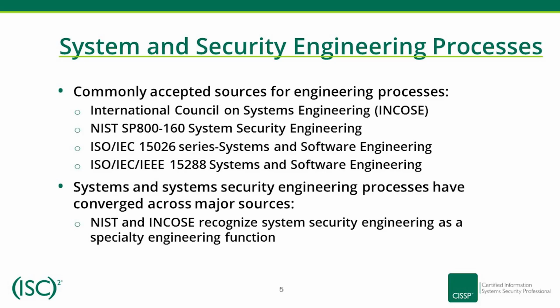Commonly accepted sources for engineering processes: International Council on Systems Engineering, NIST 800-160 Systems Security Engineering, ISO/IEC 15026 Series Systems and Software Engineering, ISO/IEC/IEEE 15288 Systems and Software Engineering. Systems and systems security engineering processes have converged across major sources. NIST and COSI recognize systems security engineering as a specialty engineering function.